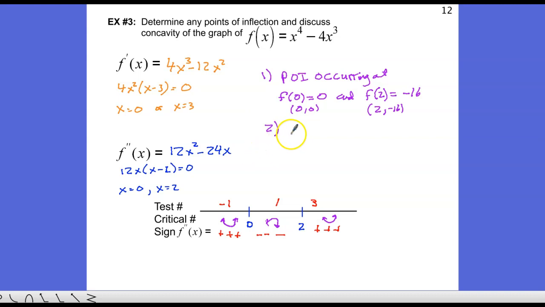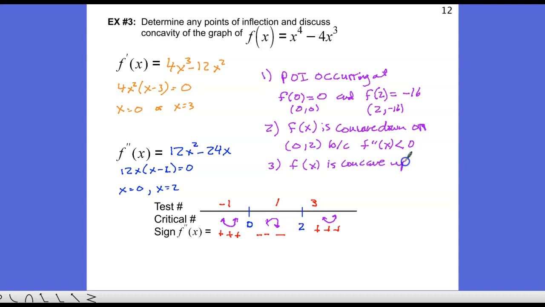So part 2, we know that f of x is concave down on the interval 0 to 2, and the reason for that is that f double prime of x is negative. And then finally, f of x is concave up on negative infinity to 0 union 2 to infinity, and the reason for that is f double prime of x is positive.